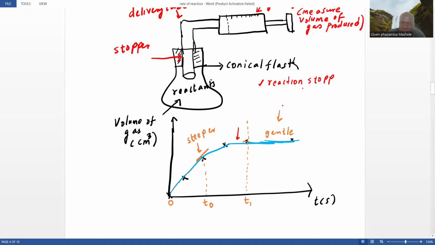Or we can say the limiting reactant, this is another reason. The limiting reactant is used up completely.